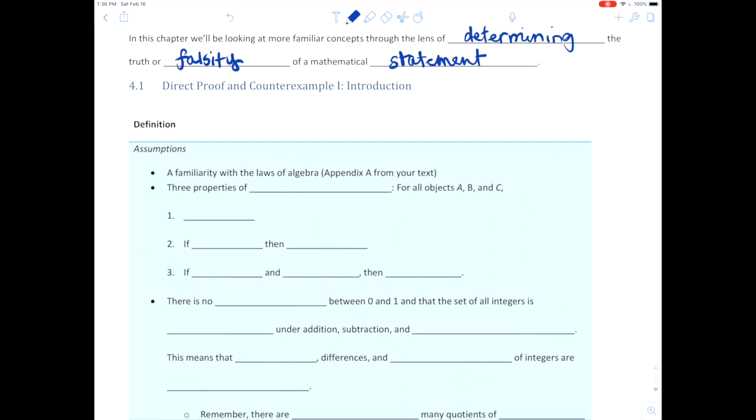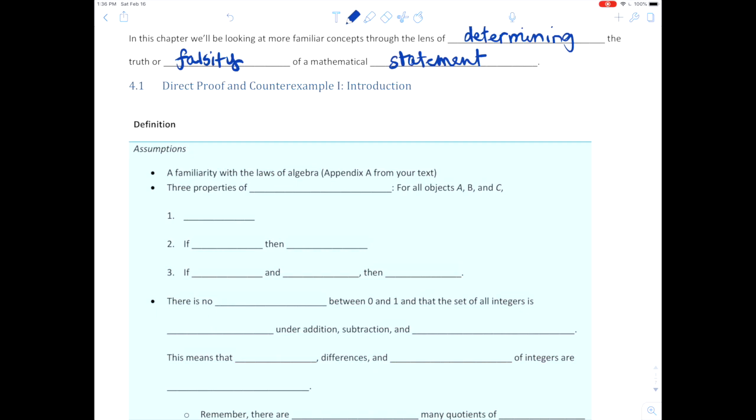So let's start with the definition. 4.1 starts a three-section part for direct proof and counterexample. The first one will deal with integers, and then next time we'll be dealing with the set of rational numbers.